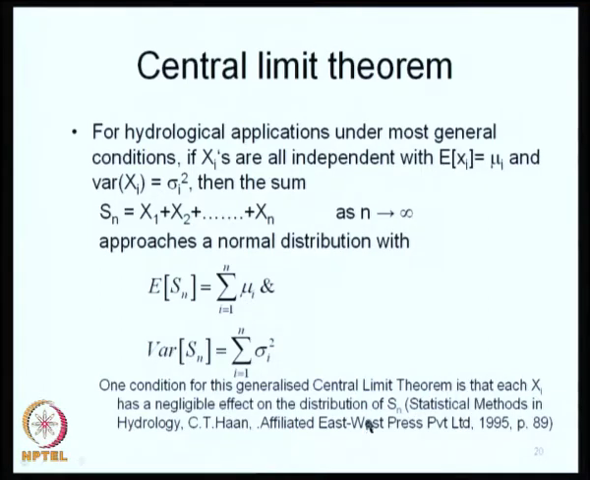Now, one condition for this generalized central limit theorem is that each of the Xi's that we are considering here has a very limited or negligible effect on the total distribution of Sn itself. So, individually they are not contributing significantly to the distribution of Sn, but together they are making sure that it approaches a normal distribution. This generalized condition becomes extremely handy in hydrologic applications, where we will be dealing with, as I just mentioned, several random variables which can be taken as sums of individual random variables.